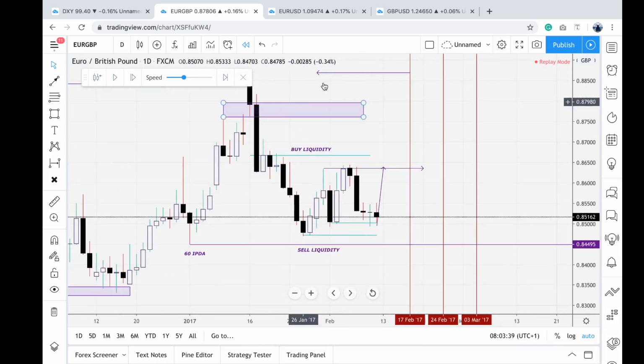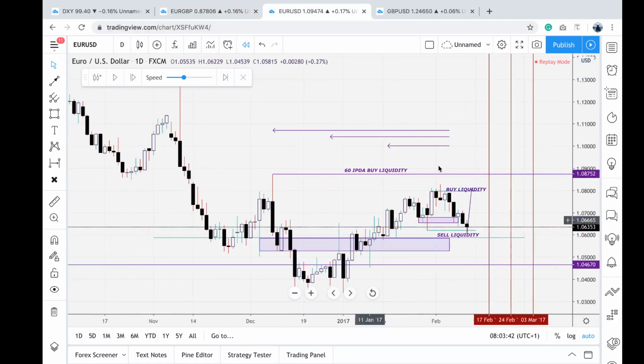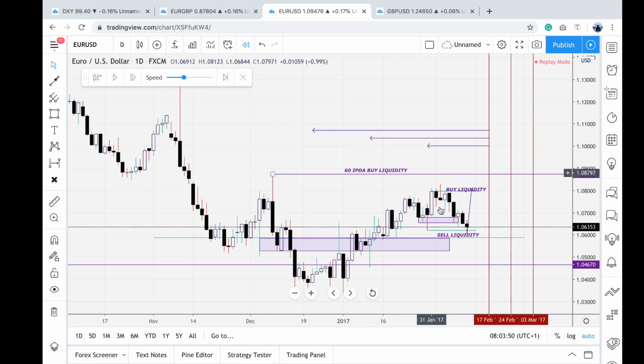All right, so same thing goes for euro dollar. Simply move this here, move this here, move this here, and that is what you're going to reference. 20-day IPDA high rests around that level. Obviously, 60 days rests around this level.